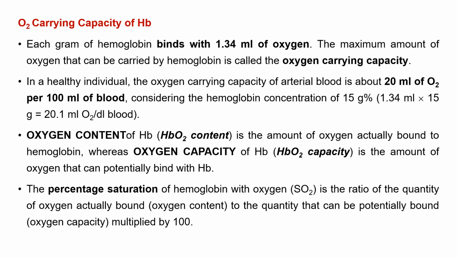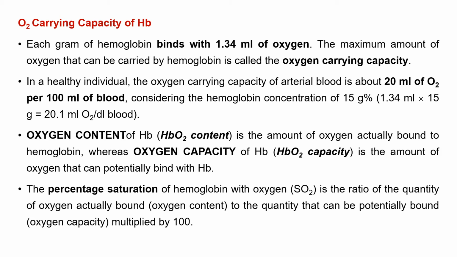Oxygen carrying capacity of hemoglobin. Each gram of hemoglobin binds with 1.3 ml of oxygen. The maximum amount of oxygen that can be carried by hemoglobin is called the oxygen carrying capacity. In a healthy individual, the oxygen carrying capacity of arterial blood is about 20 ml of oxygen per 100 ml of blood, considering a hemoglobin concentration of 15 gram percent.